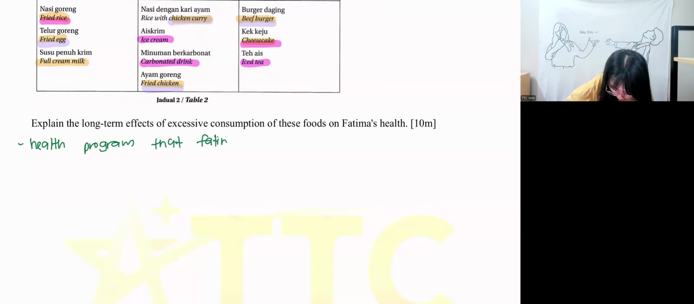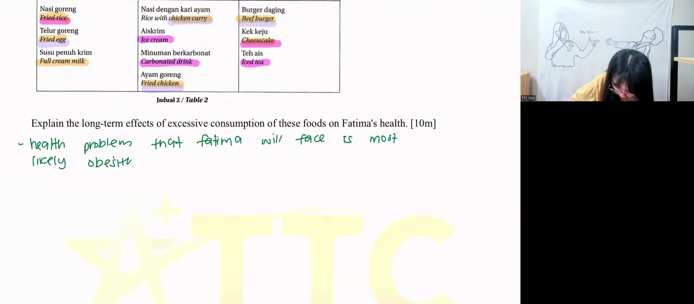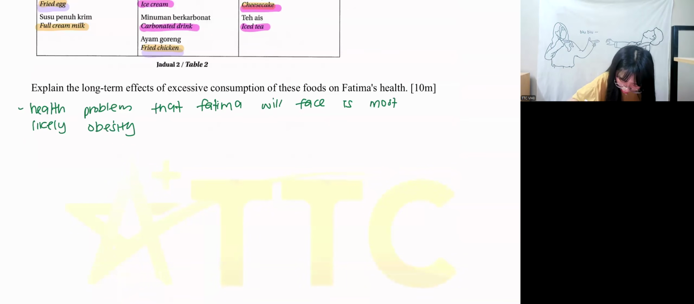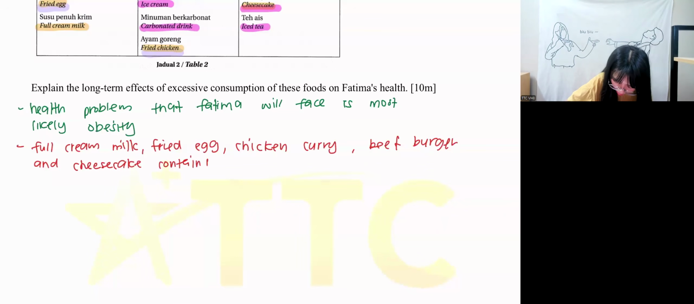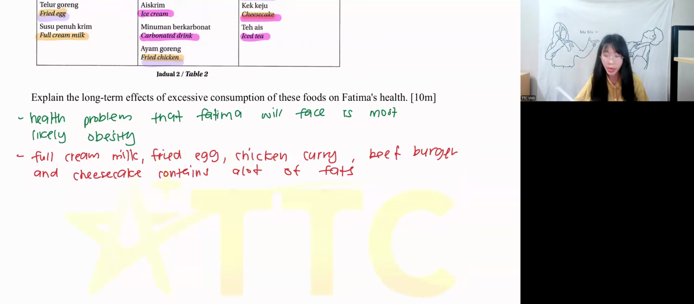So you're going to say, the health problem that Fatima will face is most likely obesity. And then we're going to talk about full cream milk, fried egg, chicken curry, beef burger, and cheesecake. They contain a lot of fats, because this is what we highlighted just now, right?